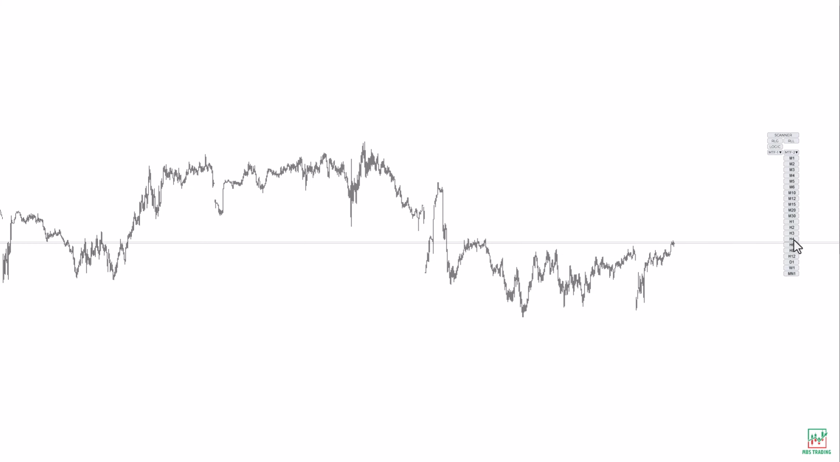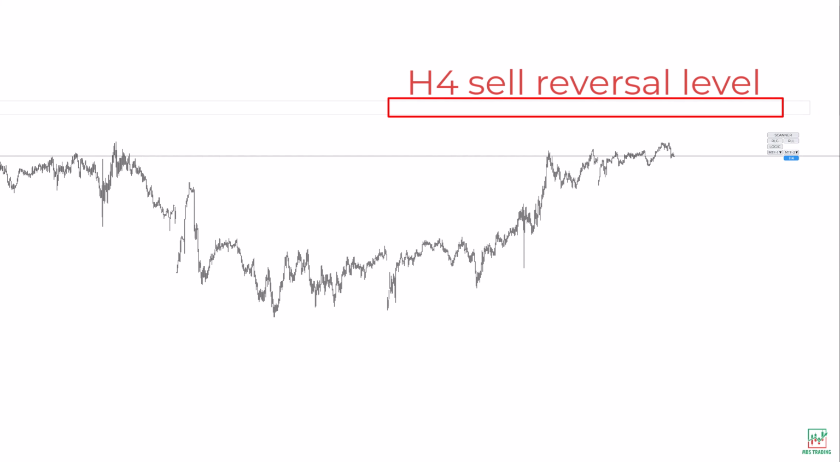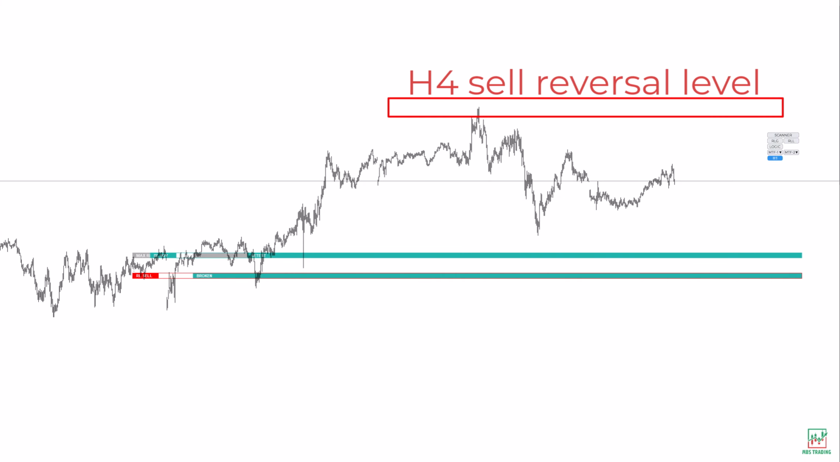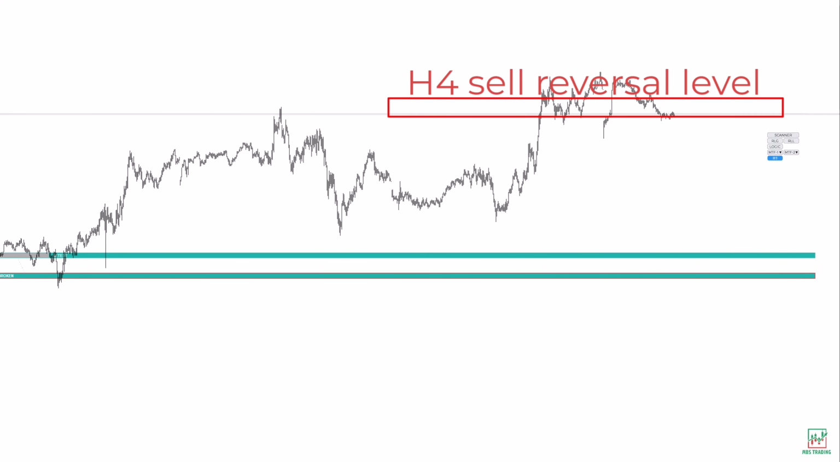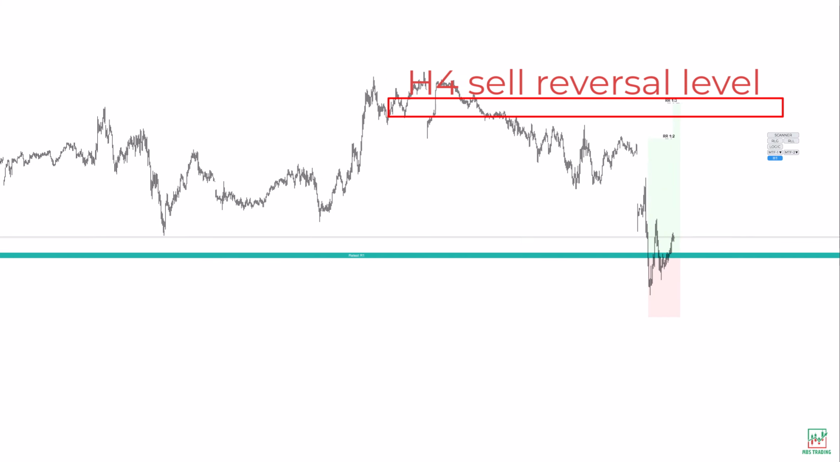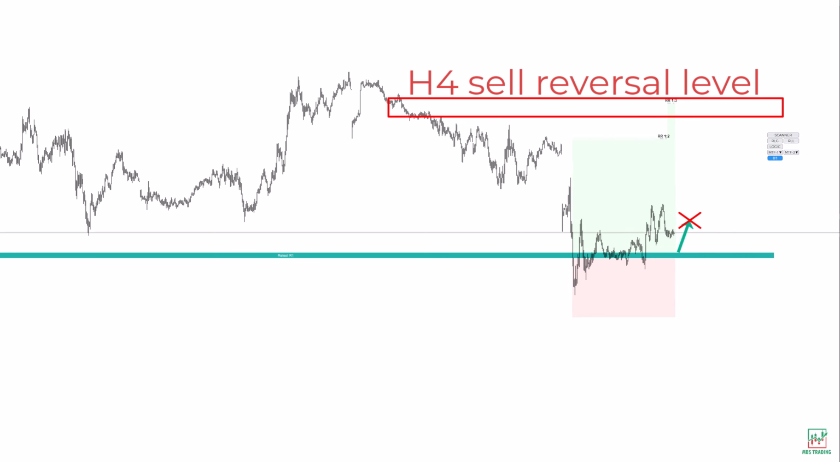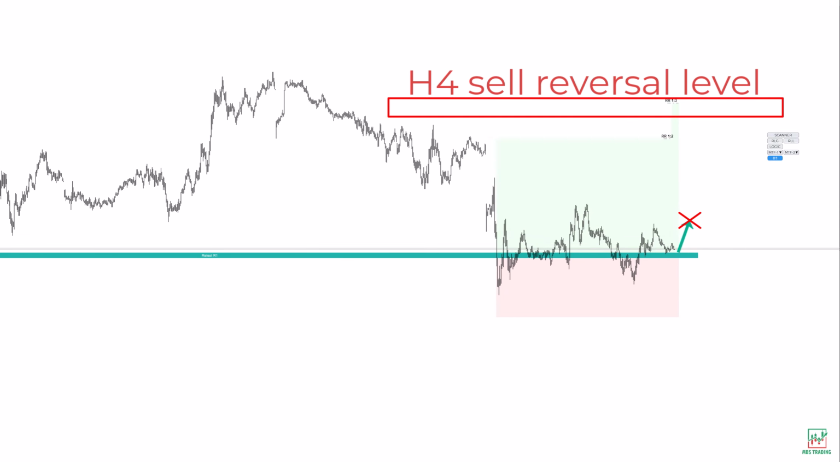MTF2 button. Additional multi-time frame mode. An additional time frame can serve as confirmation for entering a trade when MTF1 and MTF2 directions match. If they differ, it signals potential danger in opening a trade.